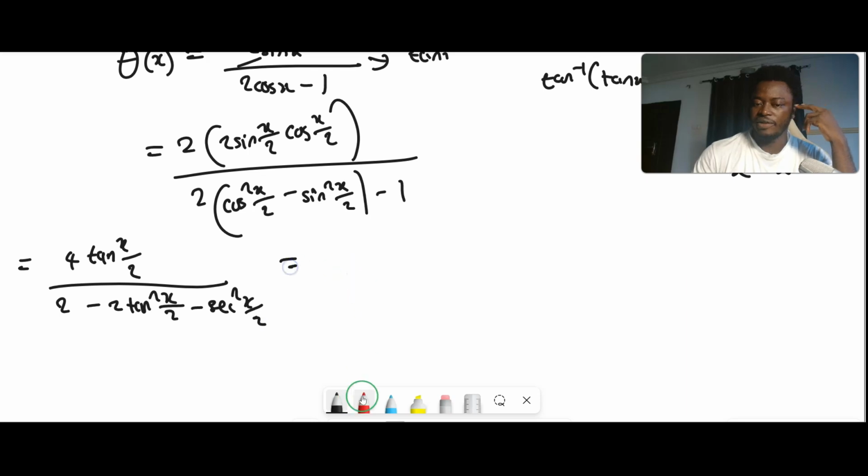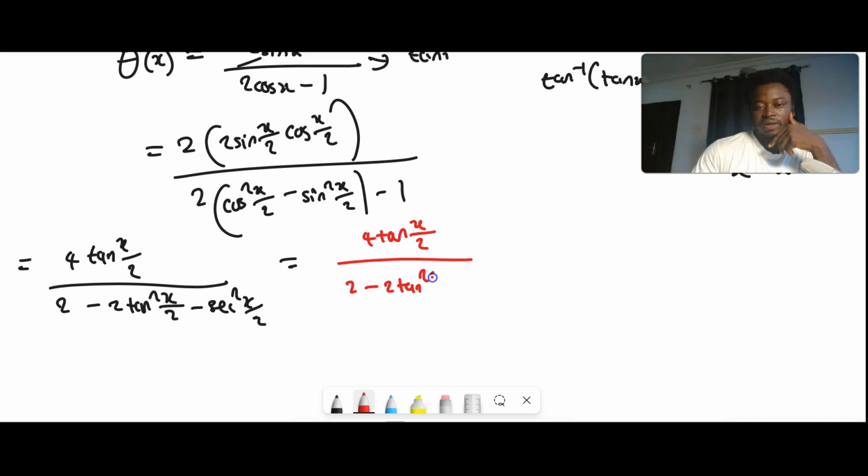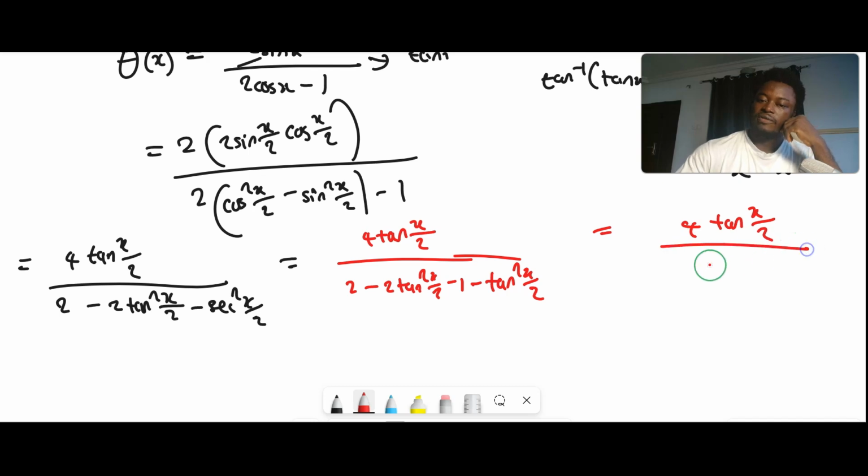Of course, we don't even need to think. The next thing is to express secant squared in terms of tangent, which gives us 4 tan of x over 2, all divided by 2 minus 2 tan squared of x over 2 minus, because secant squared is 1 plus tan squared, first you have a 1, and then you have a tan squared of x over 2. So this leaves us with 4 tan of x over 2, all divided by 1 minus 3 tan squared of x over 2. Now, check something out.